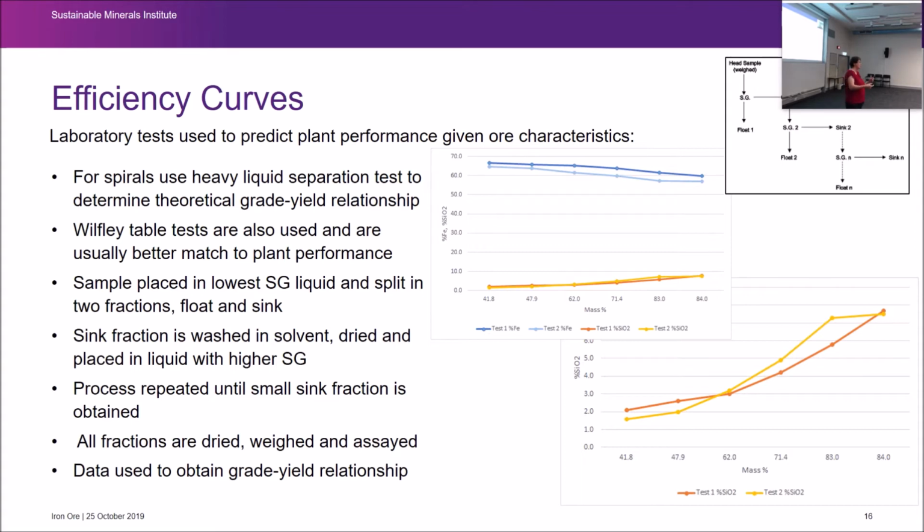So there are a couple of ways that we can come up with efficiency curves to explain or try and predict plant performance given a specific ore characteristic or ore type. For spirals, we use a heavy liquid separation test as a proxy to determine a grade-yield relationship. You can also use Wolfley table tests to try and predict or match plant performance. So for a heavy liquid separation test, you place your sample in a low SG liquid, and you split it into two fractions, either the floats and the sinks.